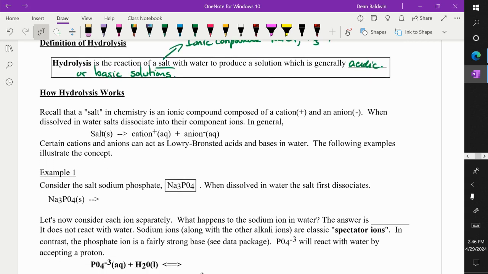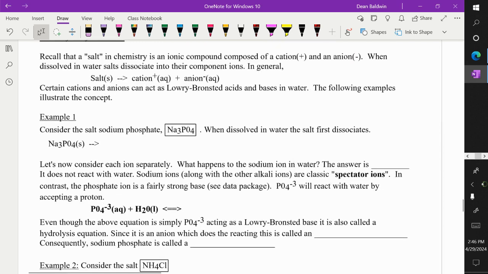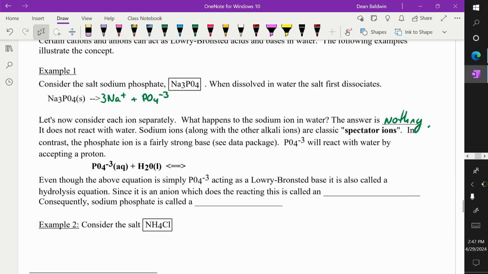So if we take sodium phosphate, Na3PO4, and put it into water, what happens to the salt? It dissociates, right? And we get 3 sodiums, I guess we'll balance it, and we get a phosphate group forming. Now we look at each one of these. Does sodium ever do anything? No, it's a spectator. So sodium does nothing. We don't care about it. But the phosphate does something. PO4 3 minus has a charge of -3.